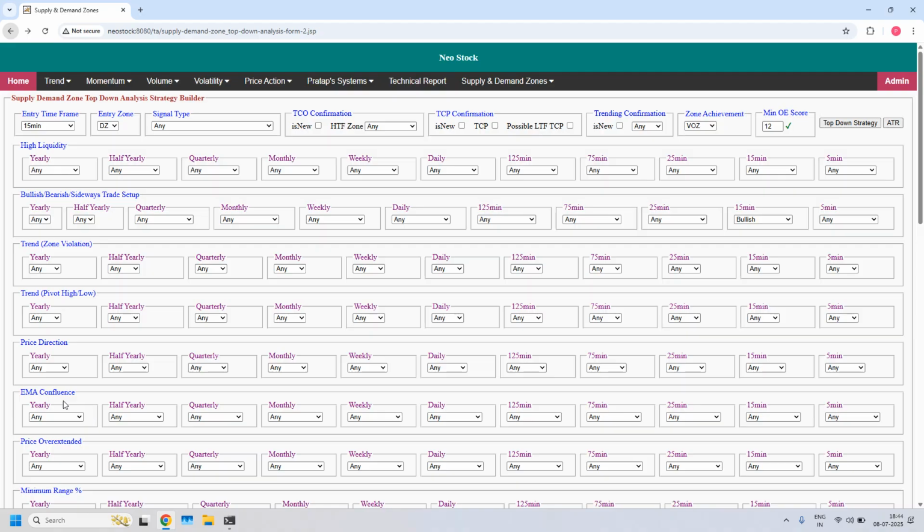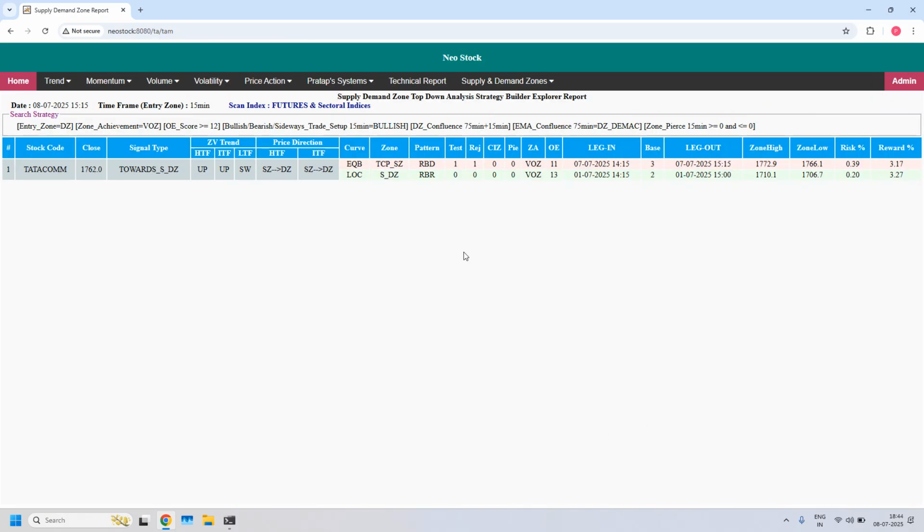So let's further filter with EMA confluence at 75 minutes. That is 75 minutes demand zone with daily EMA confluence. So we got only one stock. So entry time frame is 15 minutes demand zone, high probability trade setup supported zone, provided less than 20 checklist items are satisfied, otherwise zone might be violated.